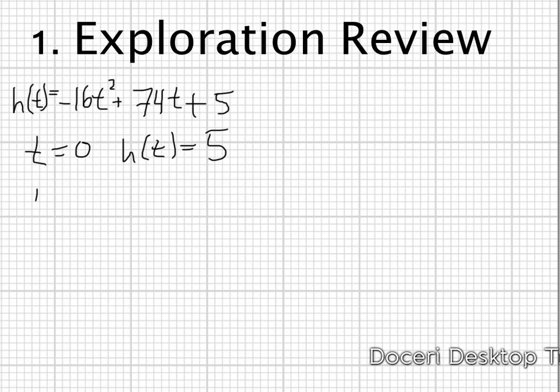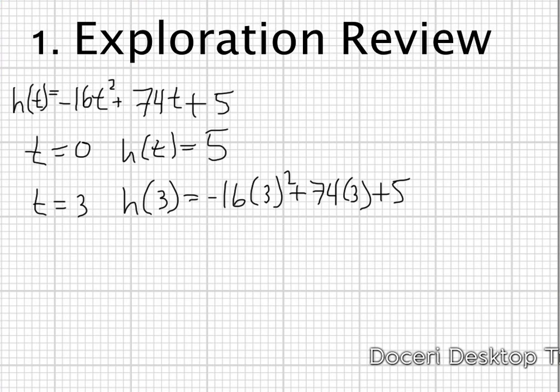So we want to find what happens when t is 3. So I do h of 3, and I substitute that into my formula. So I'm going to have negative 16 times 3 squared plus 74 times 3 plus 5. So this gives me negative 144 plus 222 plus 5. And then this gives me 83 when I add it together. So after 3 seconds, the height of the javelin will be 83 feet.